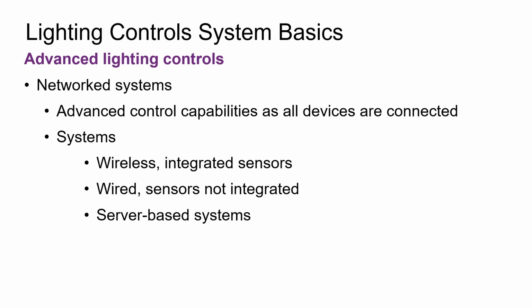Network control systems make for a large number of lighting possibilities. All of the sensing devices in lighting are connected, creating the opportunity for more capabilities. Simplified networked systems are wireless systems with integrated sensors and wired systems where the sensors are not integrated. The other networked systems are server-based systems, which are known as comprehensive networked systems.